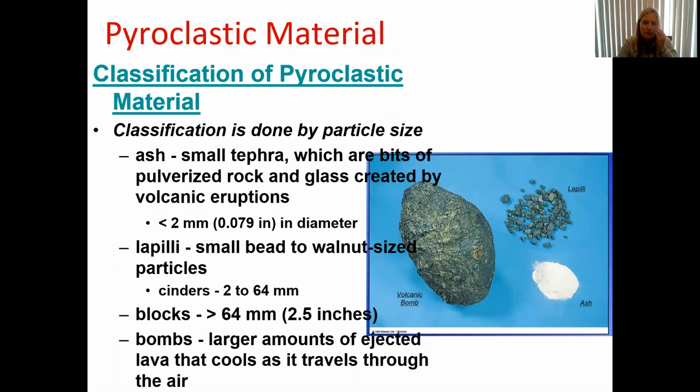Again, it's based on their size or their particle size. The smallest we have is ash. This is going to come from very small pieces of rock and glass created by our volcanic eruption. We see a little pile of that here, and we saw it in our video as well. The next size up is lapilli. We see these rock fragments here. We don't have a picture for blocks, but that's just going to be bigger than lapilli.